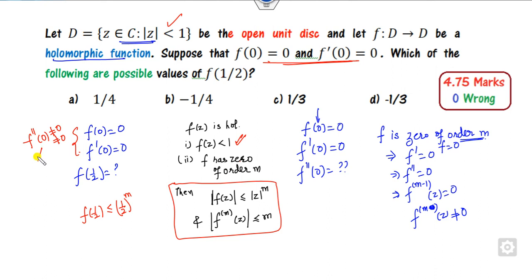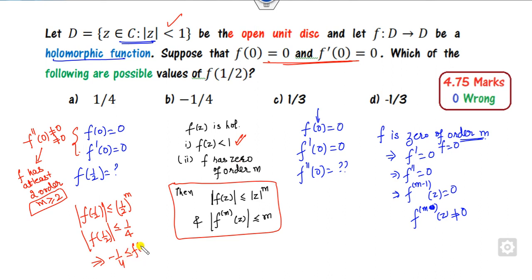What is the meaning of that? F has at least order 2. So I can take m starting from 2. If I take m is 2, this is 1 by 4, the modulus is 1 by 4. What is the meaning of that? Minus 1 by 4 is less than 1 half, less than 1 by 4. So these two options are correct.